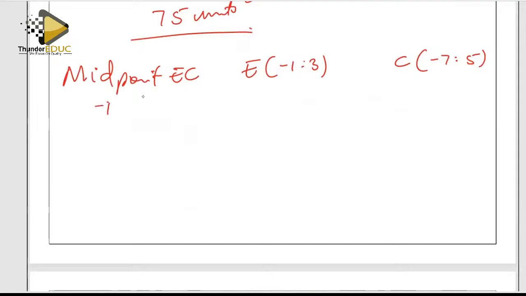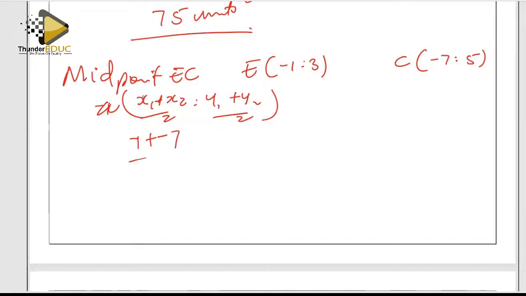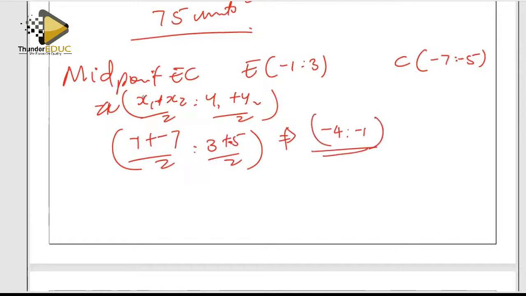The midpoint is x1 plus x2 divided by 2, y1 plus y2 divided by 2. So that's the formula. So you're going to have negative 1 plus negative 7 divided by 2, and 3 plus 5 divided by 2, meaning that our midpoint coordinates are going to be negative 4, and there's something wrong, this is a negative 5. I don't know why I'm using a positive. So negative 4 and negative 1. Those are the coordinates of the midpoint.